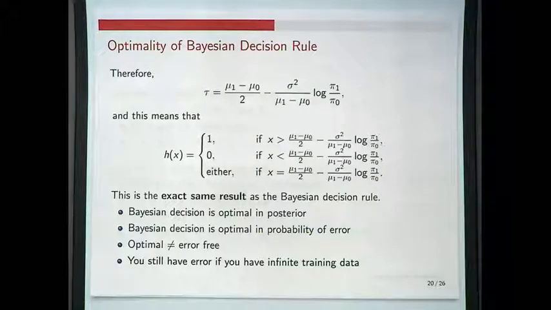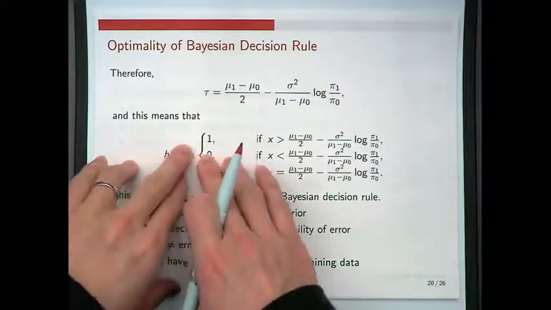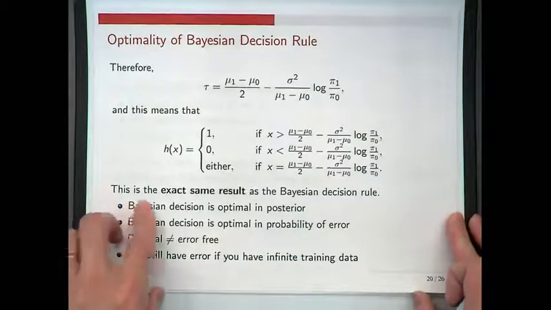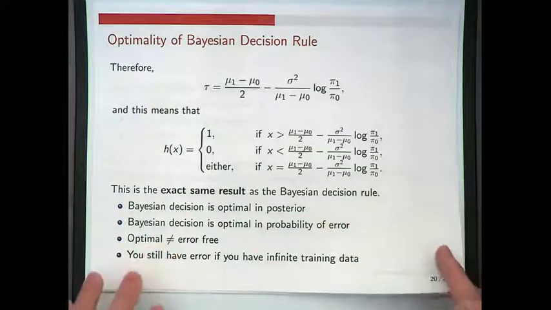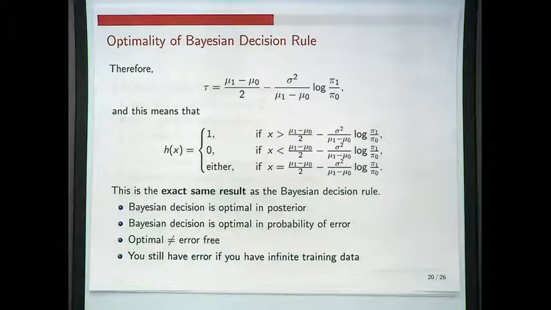Okay, so the optimality of the Bayesian decision rule is that this is your rule, and then you are making the decision between 1, 0, and otherwise, and these are the conditions that you have to check. And this is the exact same result as the Bayesian decision rule I just described. Okay. However, optimum doesn't mean that it's error-free. I want to make this point very clear. Optimum just means that the error is minimized. It doesn't mean that you can make perfect decisions. If your underlying distributions are overlapping, it's unavoidable to have errors. It's just part of the nature of the problem.